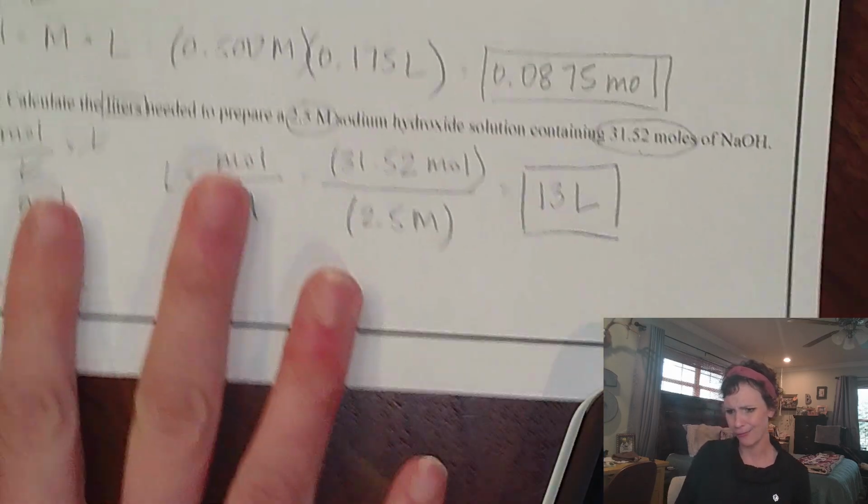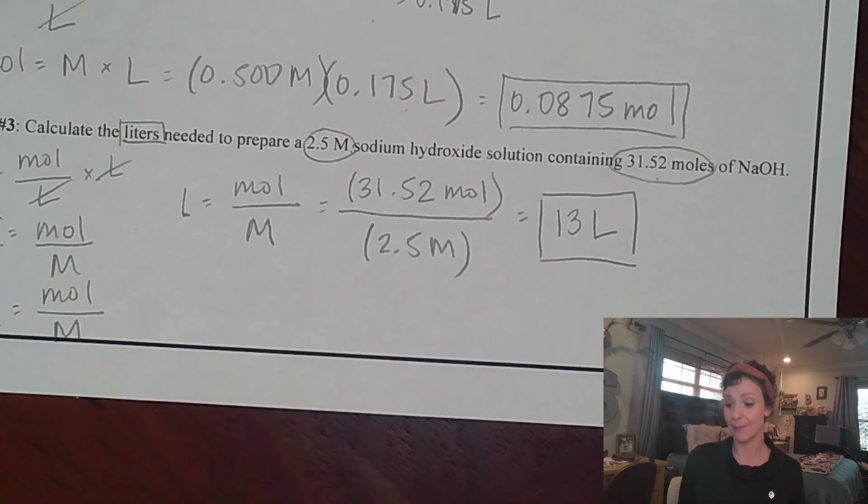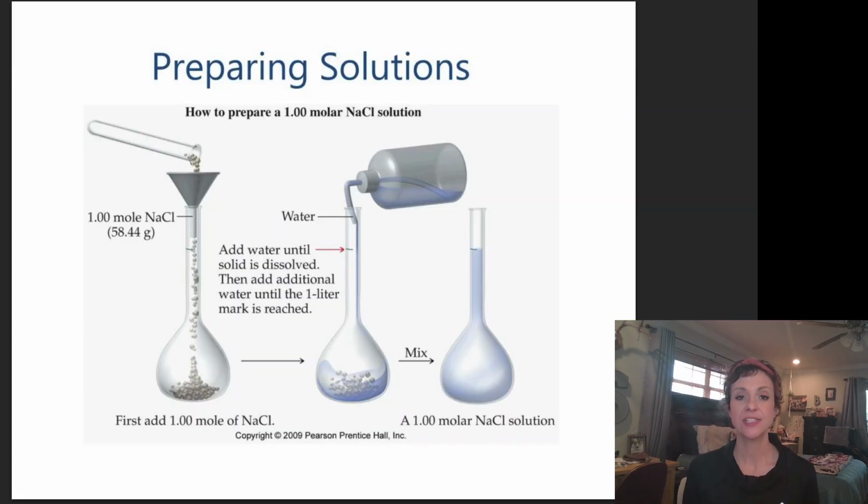Now let's talk about how, if I were an actual scientist in the lab, I would prepare a solution of a certain desired molarity. So here's an image showing how I would prepare a solution. Specifically, this says how to prepare a 1 molar sodium chloride solution. So this would be 1.00 capital M. Well, we know the definition of molarity is how many moles of a solute you have in a liter of solution. So if I'm asking you to prepare a 1 molar solution, that means I want 1 mole of sodium chloride in every 1 liter of solution.